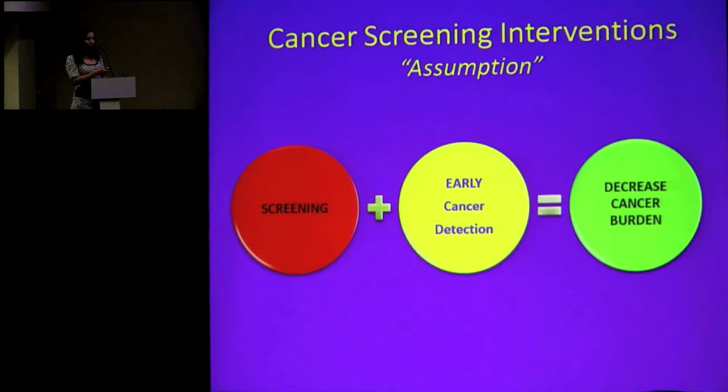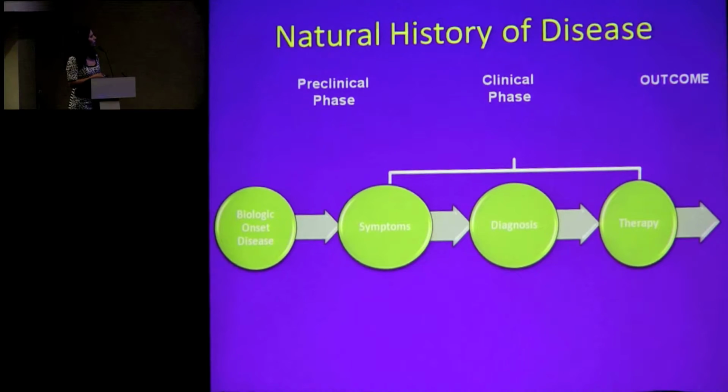So when we're designing a cancer screening intervention, we are assuming that this screening intervention can lead to early cancer detection, which can lead to decreased cancer burden in the population. And if we cannot prove that a screening intervention is actually going to have that impact, then we cannot really say that it's going to be useful to apply it to the population.